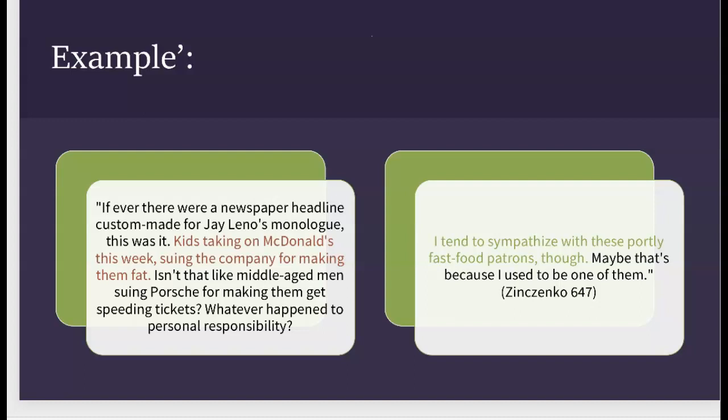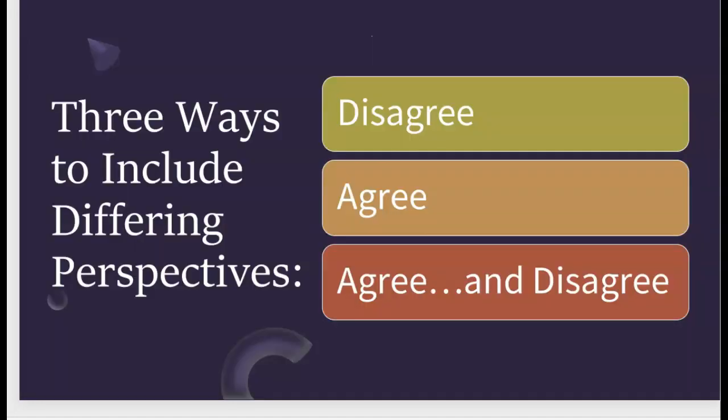So essentially, there are three ways to do this. There are three ways to include differing perspectives, and for our most immediate concerns, the sources from your annotated bibliography for your problem solution paper. You can disagree, agree, or agree and disagree. And you may be wondering, how do I do that? Or why do I do that?